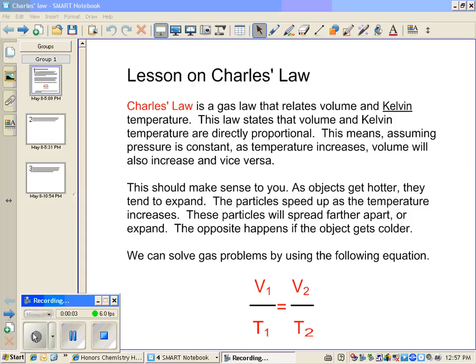All right, this is a lesson on Charles' law. The good thing about gas laws is that if you know the formula, they're just like any other one. So after you learn how to do Boyle's law, the other ones are really easy. You just have to know the formulas.